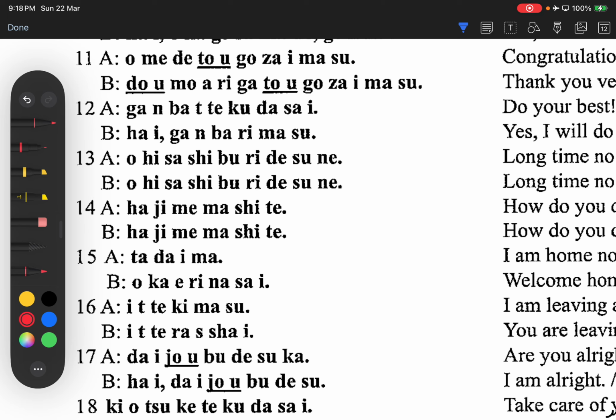Okay, ohisashi means a long period. Buri des is like since, is the meaning of since. So it's like since a long period, right? Since a long period ago. So which means like long time no see lah.